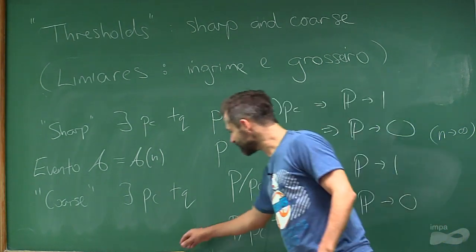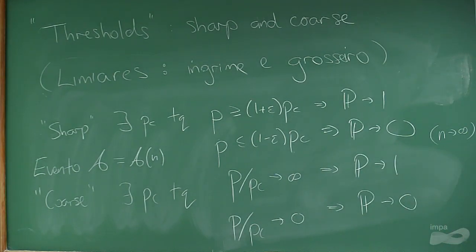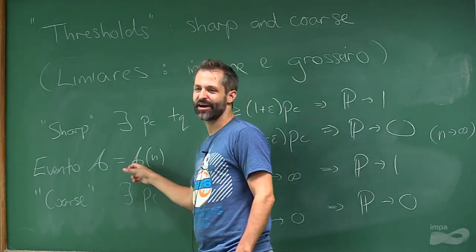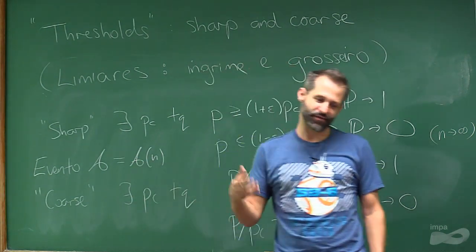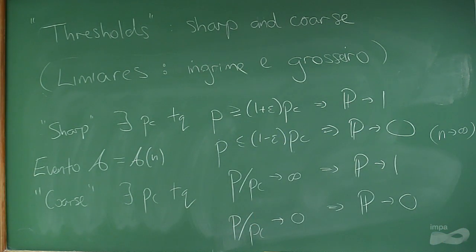So, which properties have thresholds? It's more general than this, but we can think of this as being a family of graphs on n vertices, if you like. So the event can be that G(n,p) has a certain property or lies in a certain family of graphs. So which properties have thresholds? Let me tell you a theorem.